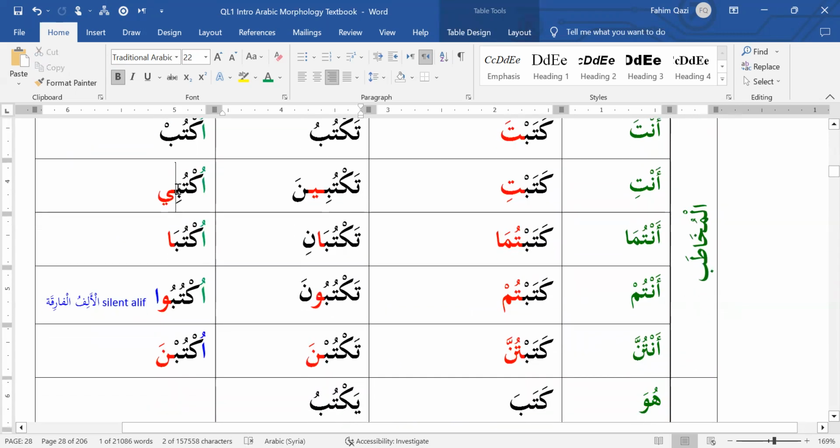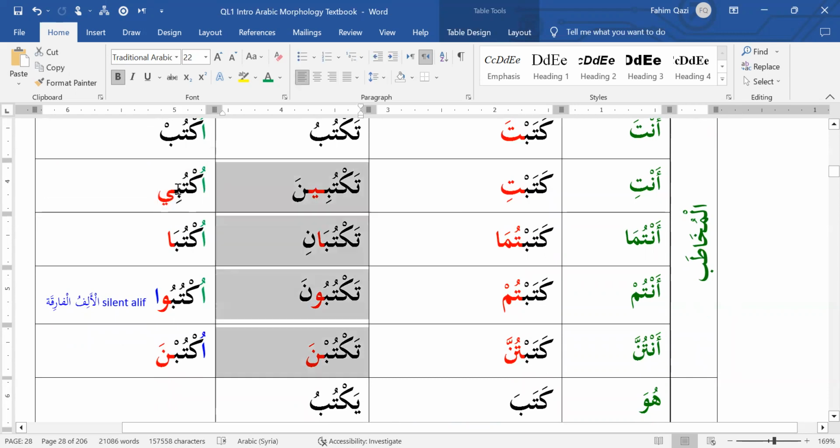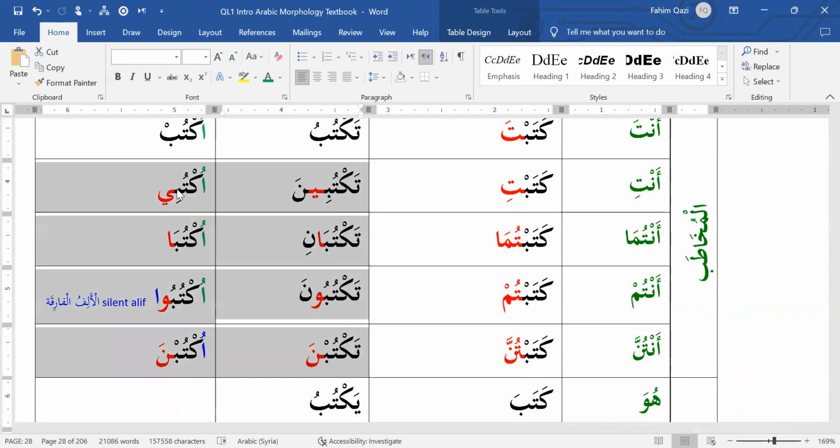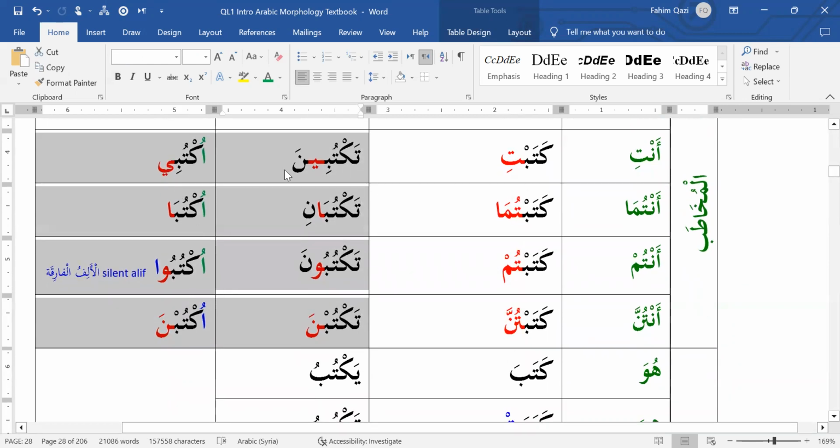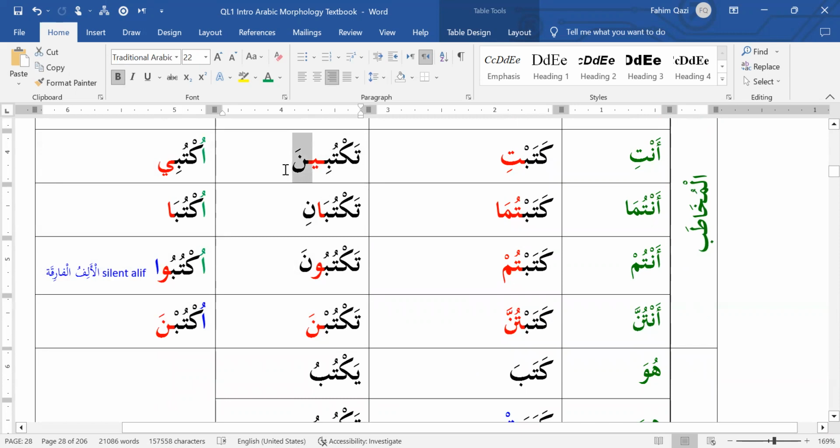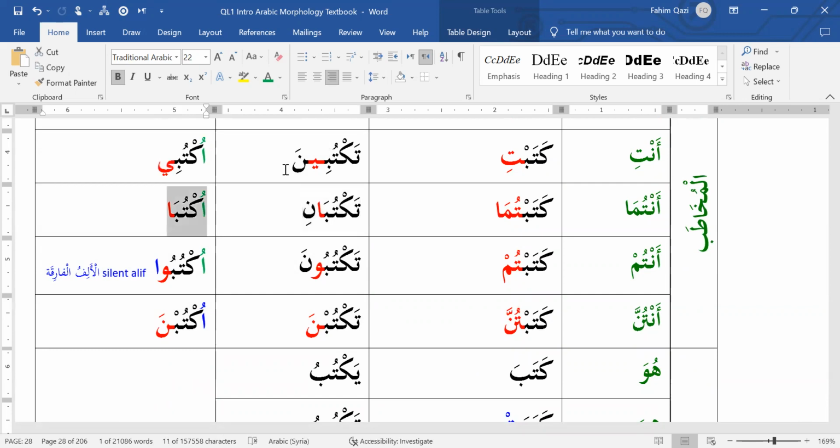Let's continue to identify red doers. The doers for al-amr work the same exact way as the doers for the mudare. So whatever is the doer in mudare is going to be the doer in al-amr. The doer in mudare here is ya, so is the doer here. The doer here is alif, so is the doer here, alif. The doer here is waw, so is the doer here, red waw. The doer here is na, so is here.